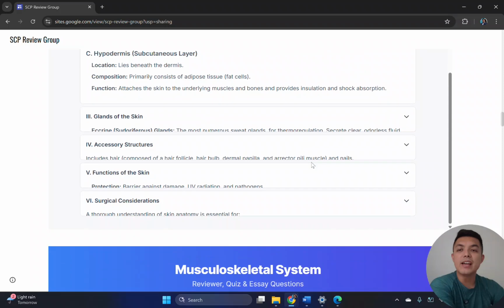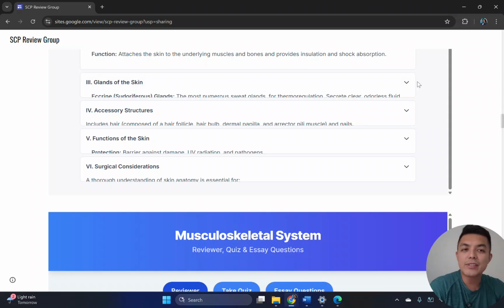And the last one is the hypodermis, or the subcutaneous layer. This lies beneath the dermis, and its composition is primarily adipose tissue or fat cells. Its function is to attach the skin to the underlying muscles and bones and to provide insulation and shock absorption. So you know, if your subcutaneous layer is thick, you're better at absorbing shocks.